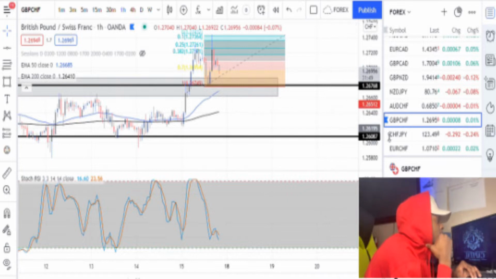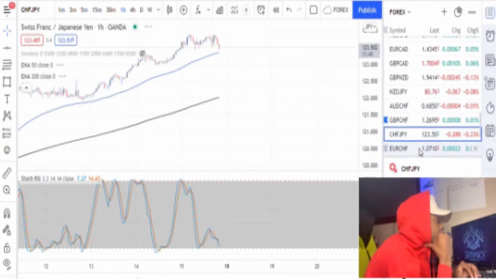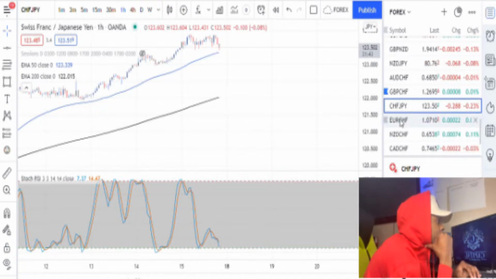All right, let's wait for a rejection candle, and then we're going to enter GBPCHF. I don't really like those candles.